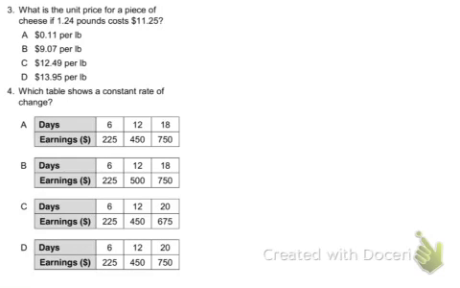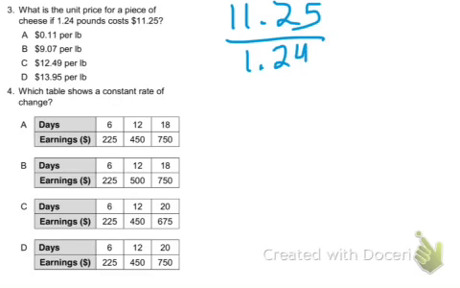Module 4 study guide, problems 3 and 4. What's the unit price for a piece of cheese if 1.24 pounds costs $11.25? There's a way that we can estimate that, but without estimating, it's $11.25 for every 1.24. So how much for 1?